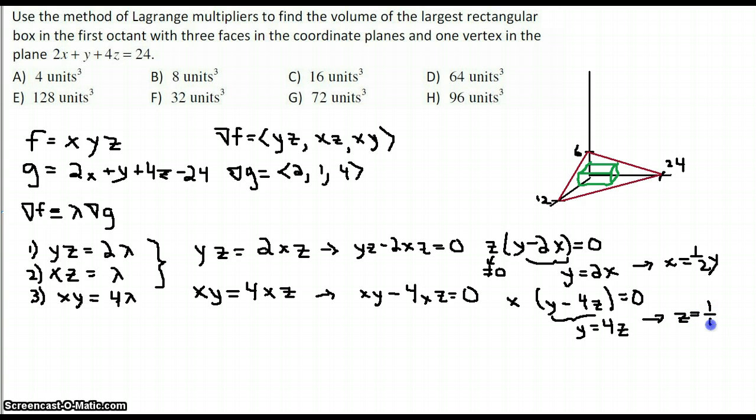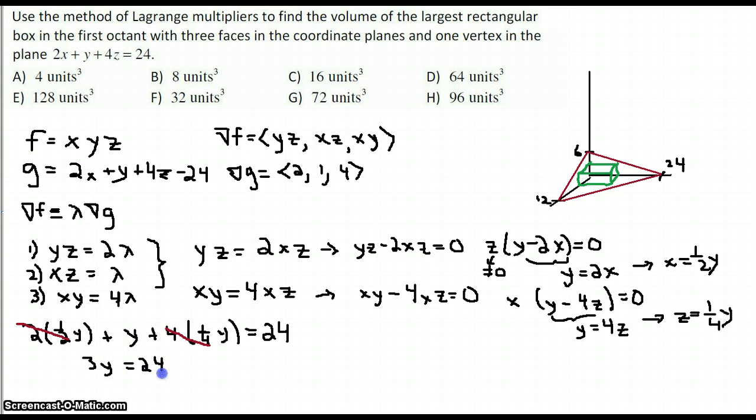And we take all that together and plug it into the constraint. That's 2 times x, half of y, plus y, plus 4 times z, a fourth of y, is equal to 24. And so we get the cancellation nicely to give us 3y is 24, or that y is 8.